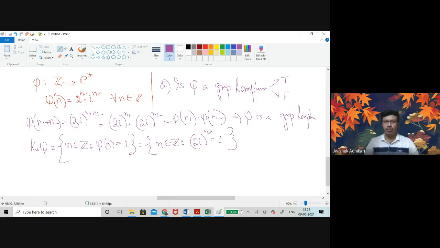Suppose n is 2. Will it be 1 anytime? Because it will ultimately be 2 to the power n. Since 2 to the power n is there, and this i value will be either plus or minus 1 or plus or minus i, the point is that here it is 2 to the power n. Except for n value 0, nothing will make this 2 to the power n as 1 or minus 1 or i or minus i. So this should be equal to 0, nothing else.